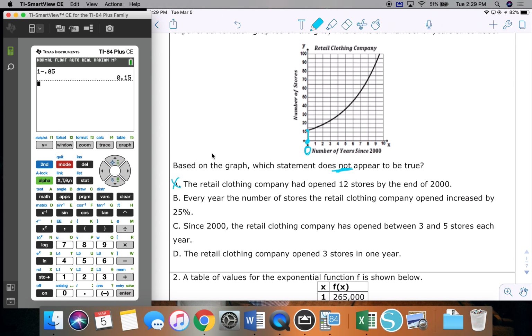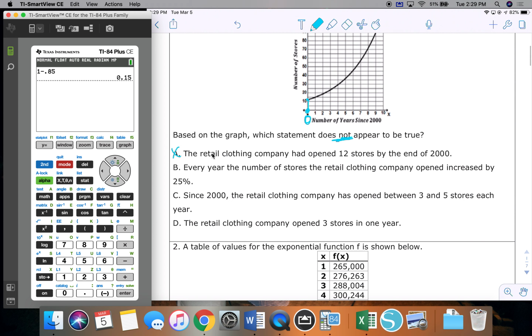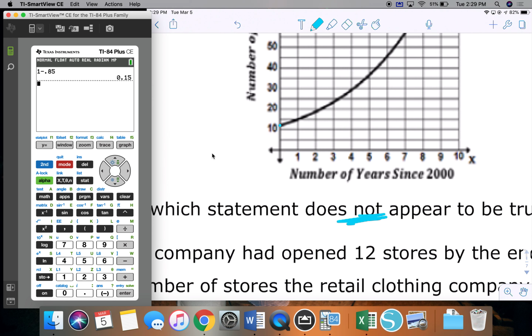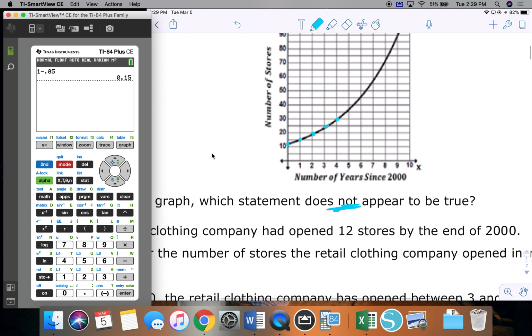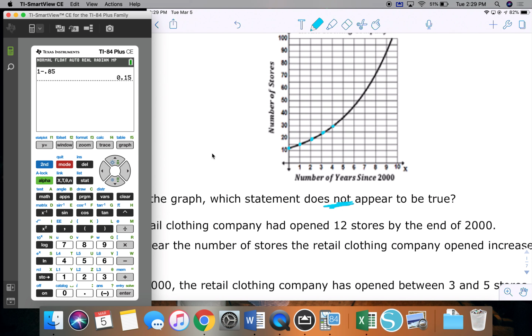If you're not sure, skip it. See if there's one that's really obviously not right. Part C says since 2000, the retail clothing company has opened between 3 to 5 stores each year. Well, let's see. That seems to be true, but let's double check. So if we said this is 12 and 15 and these are increasing by 5s for a little bit, then that's pretty accurate. Well, let's see if we go over here.